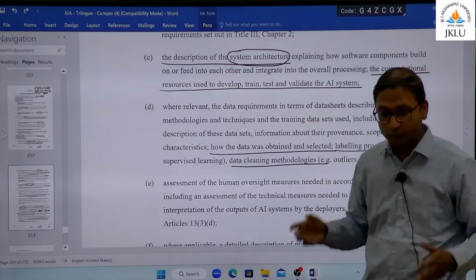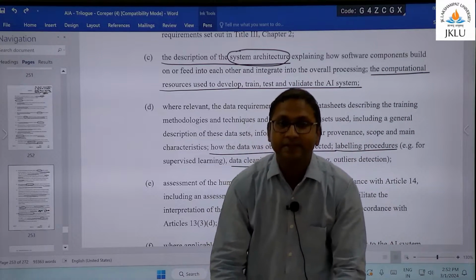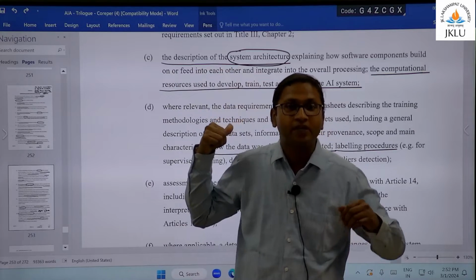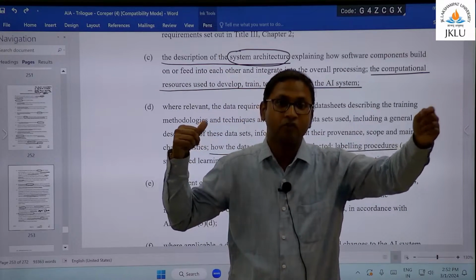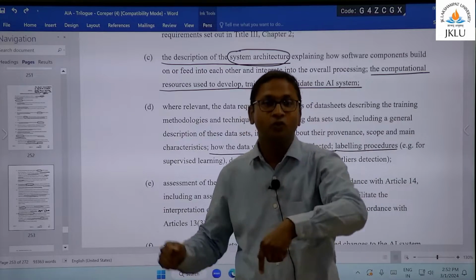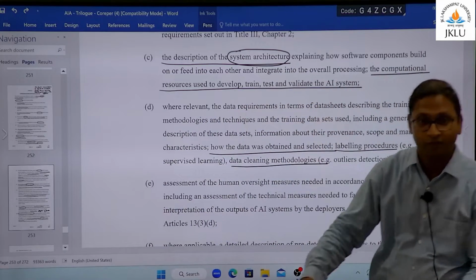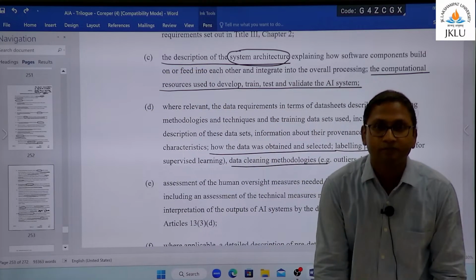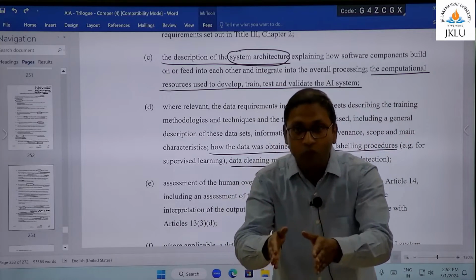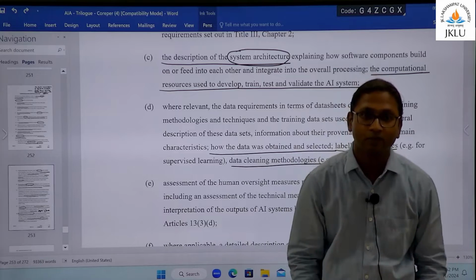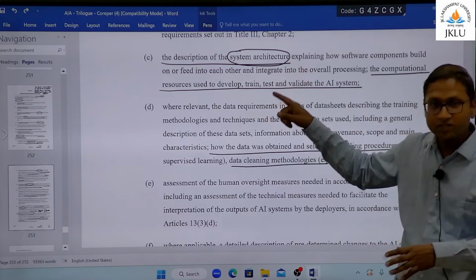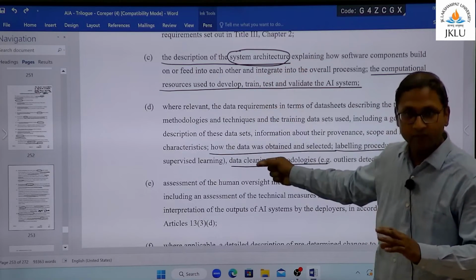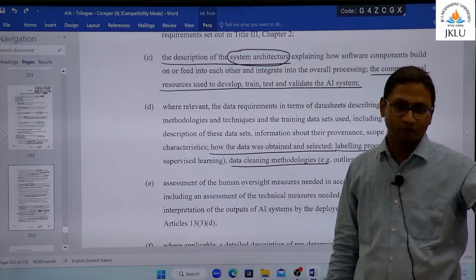No, but whom you are supposed to give? This is the detailed description, and you are supposed to do this documentation for authorities. When authorities ask you for compliance, you are supposed to show it to them, not everyone. It won't go with my AI as such, not everything. It will only go to the notified authorities, who are of course supposed to keep it confidential, right?